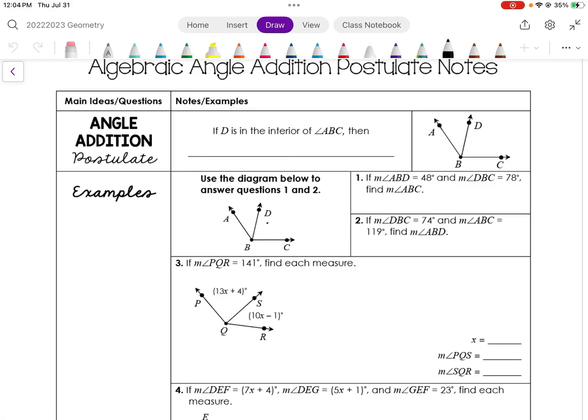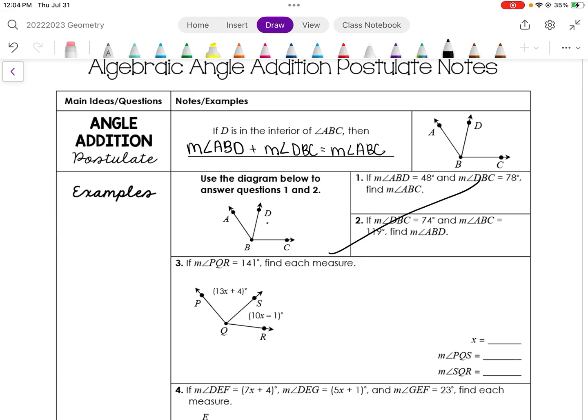Okay, angle addition postulate part 2. This side we're just going to do the same thing. It's still part plus part equals whole, but with algebra. So the measure of angle ABD plus the measure of angle DBC should equal the measure of angle ABC. Part plus part equals whole with some algebra.